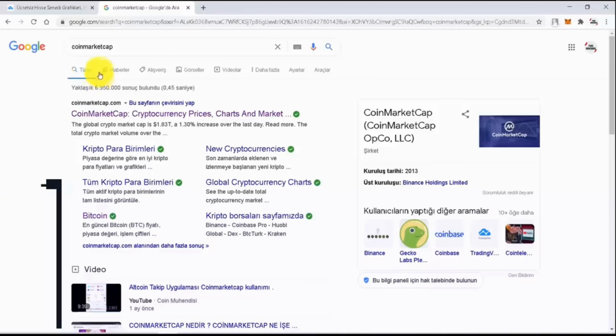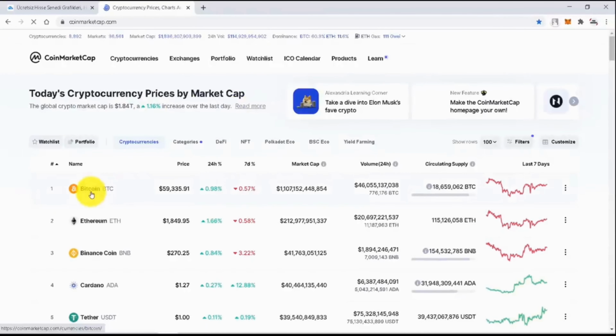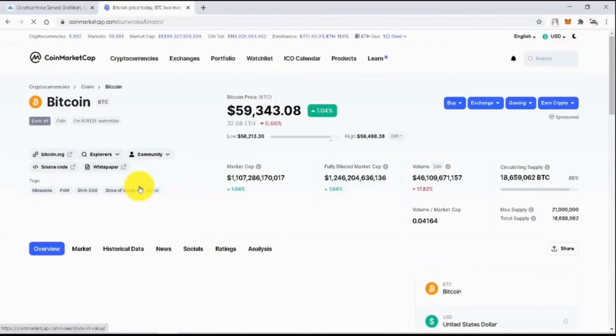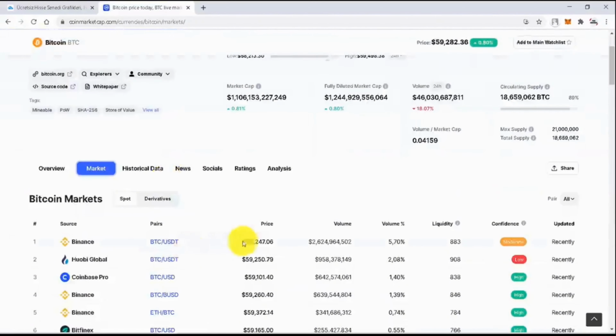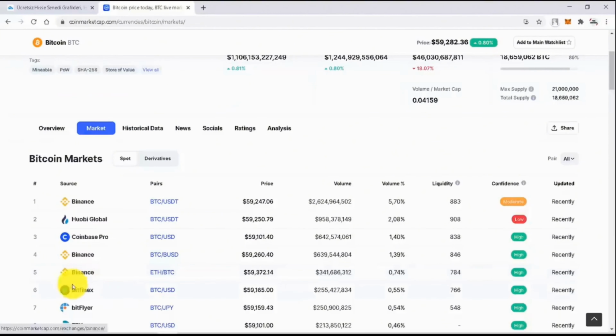high-volume exchanges. First of all, if you ask where to find high-volume exchanges, as you can see here, when we type CoinMarketCap into Google, our video already appears. There is a video by CoinEngineer. Here, I immediately go to coinmarketcap.com. And after going there, I select Bitcoin. After selecting Bitcoin, I immediately show which exchange has the highest volume in the market section. As you can see, there are high volumes on exchanges like Binance, Coinbase, and Bitfinex.